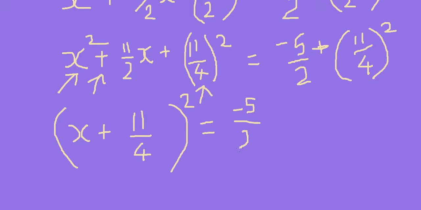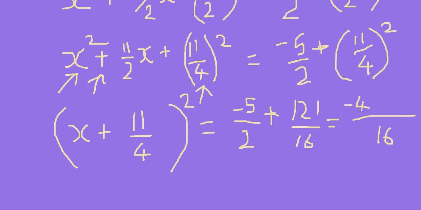We have minus 5 over 2, then we add 11 squared, meaning 11 times 11, which is 121, and 4 squared, it is 4 times 4, which is 16. Again, our LCM is 16. 16 divided by 2 is 8. 8 times negative 5 is negative 40. 16 divided by 16 is 1. 1 times 121 is 121 itself. So we add with 121.